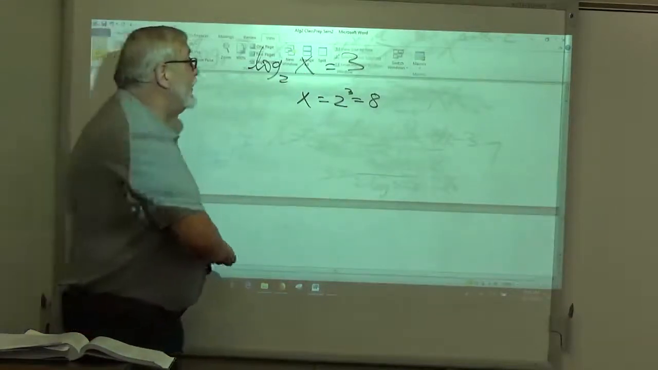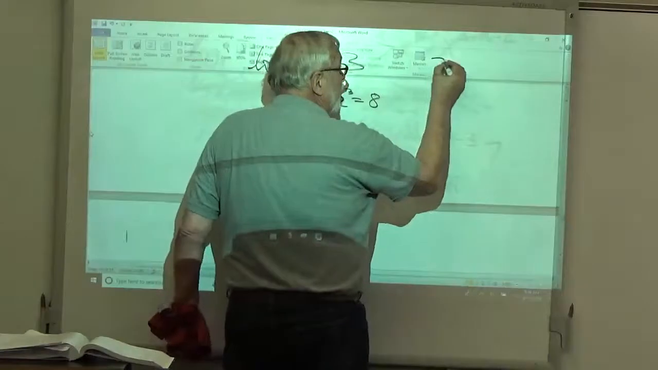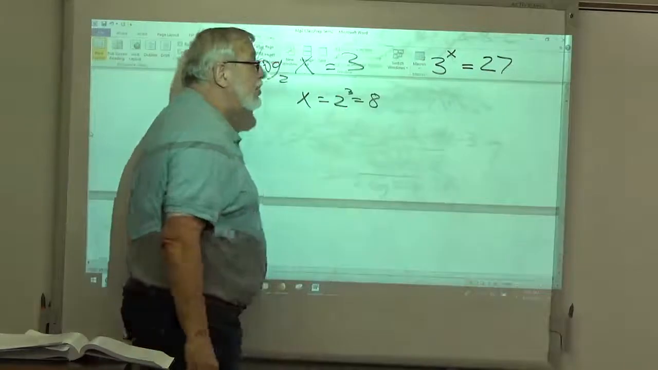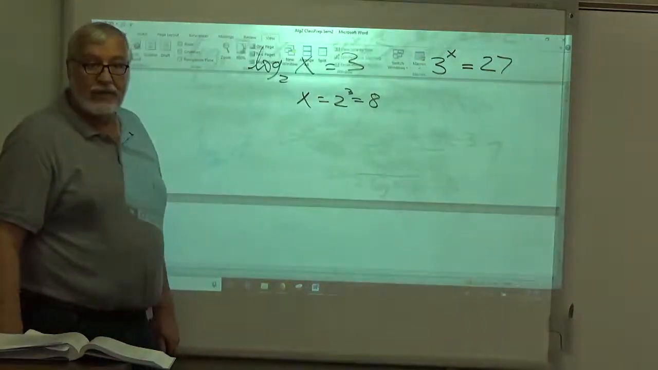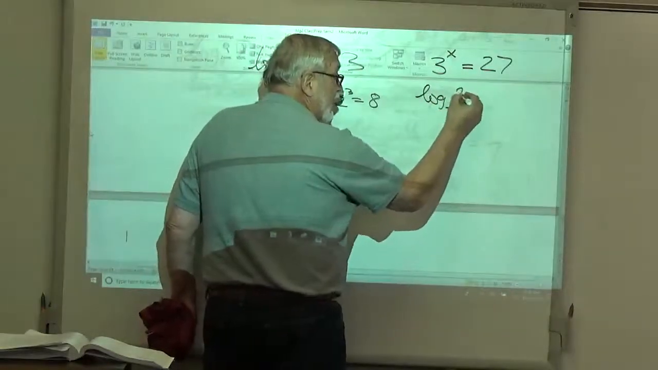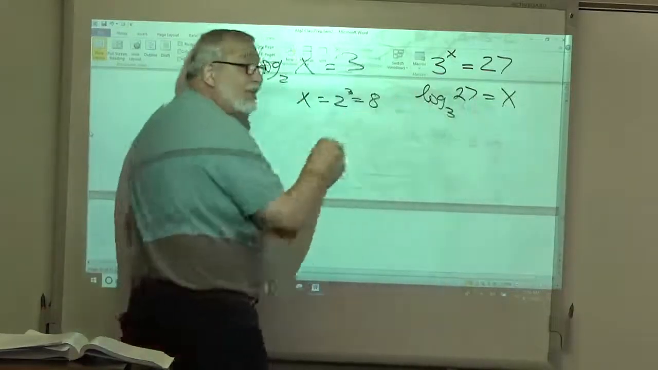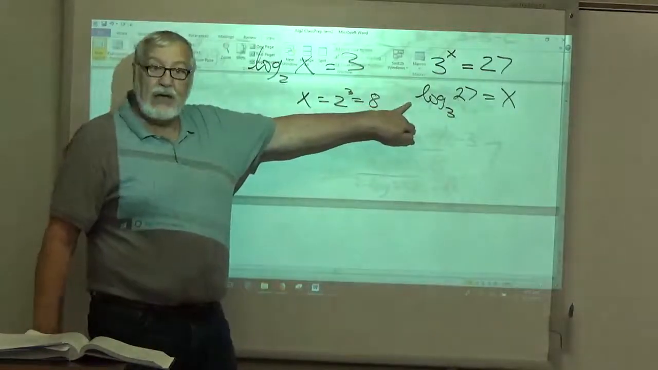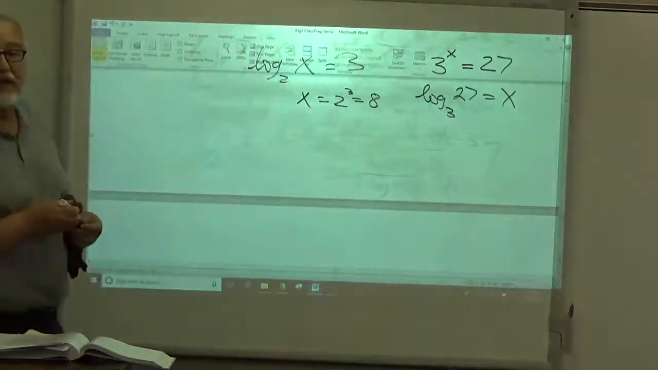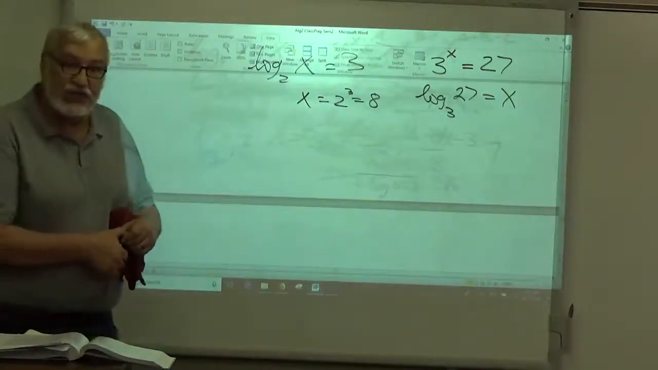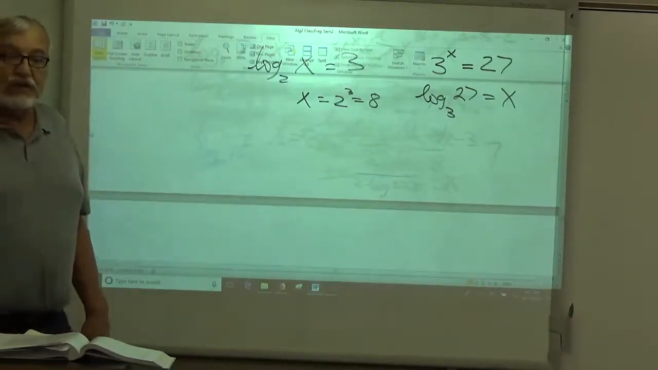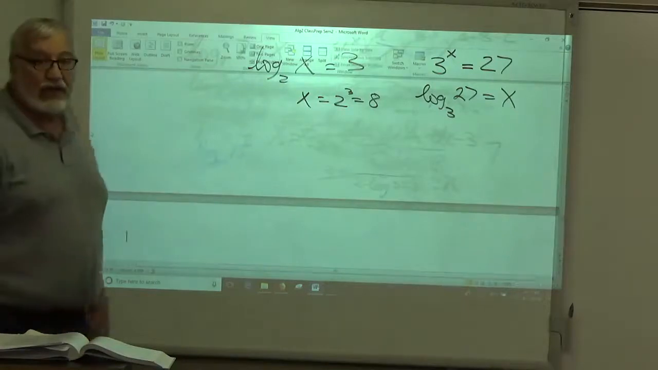What would happen if I had given you this? Then you put it as a logarithm: log base 3 of 27 equals x. Now you do log 27 divided by log 3. So even if you did not know that the answer was 3, you could still get it using your logarithm rules just as easily as a math fact that you were supposed to know.